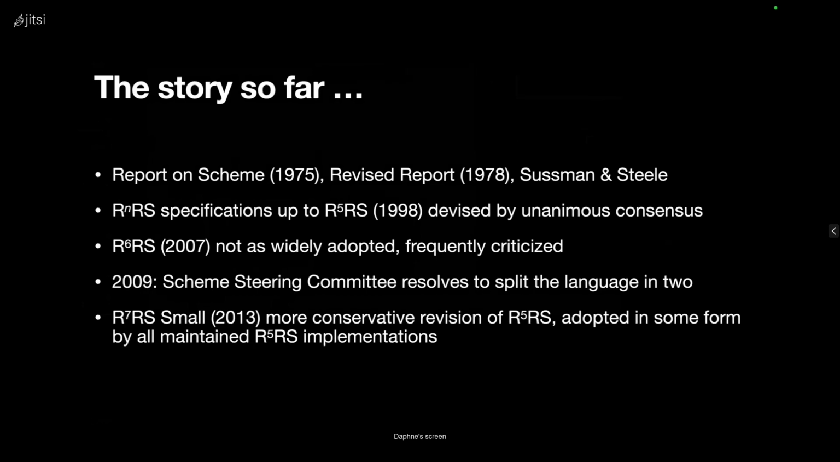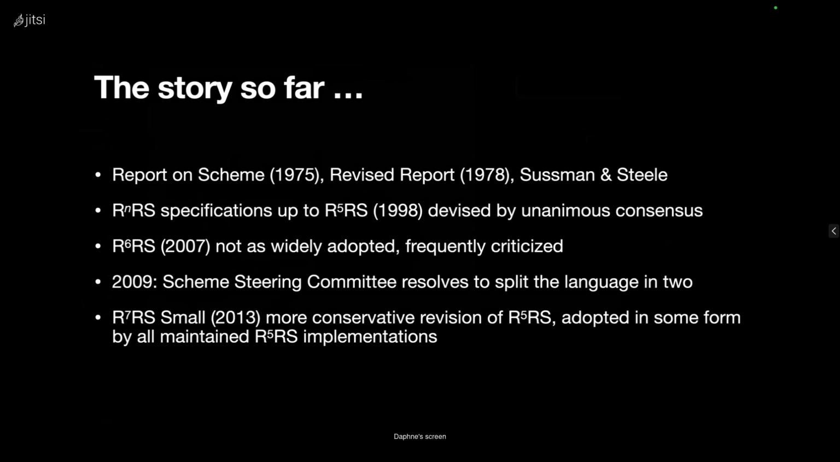So I assume I don't need to go too much into the history of Scheme for a Lisp conference: invented by Guy Steele and Jerry Sussman in 1975, and specified subsequently up to 1998 R5RS by unanimous consensus. That meant everyone on the committee had to agree in order for something to actually make it into the spec. R6RS was designed by majority vote, on the other hand. It was not quite as widely adopted as previous specifications had been and frequently criticized for various reasons. A number of people felt it was too large, not in quote-unquote the spirit of Scheme.